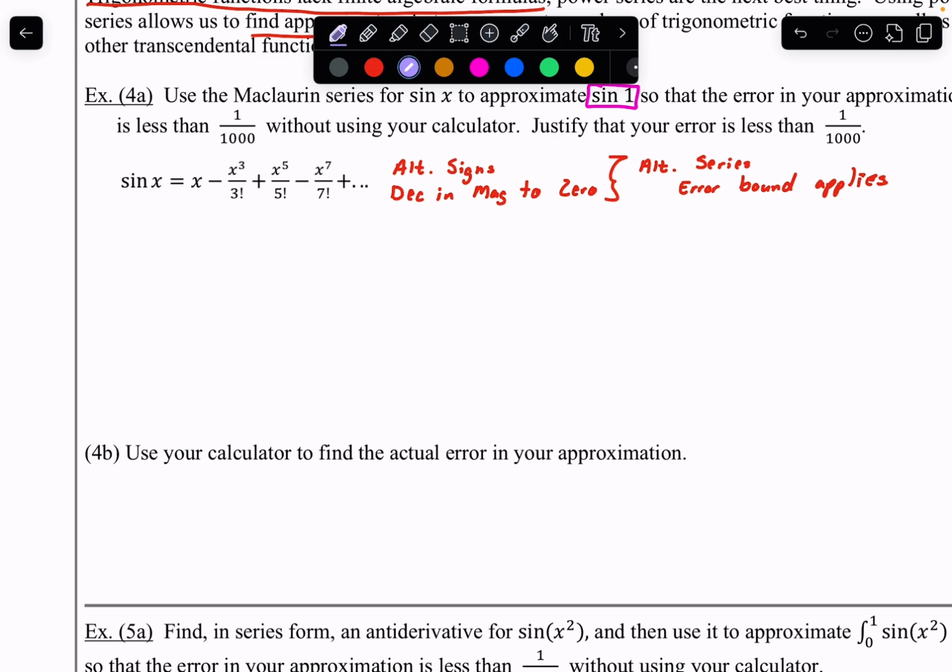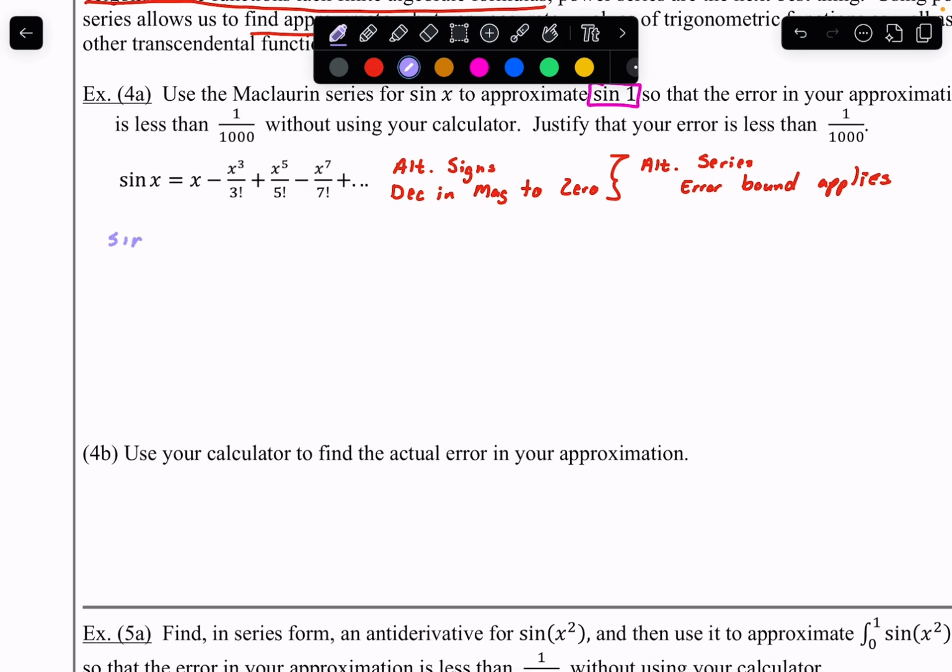So if I'm going to do sine of 1, I'm going to take a 1, this is an approximation. So I'm going to take a 1 and I'm going to plug it in everywhere x is. And I'm assuming I'm not going to need more than 4 terms. I might need more than 4 terms. But let's talk about that alternating series error bound. So I'm going to go ahead and simplify this a little bit.